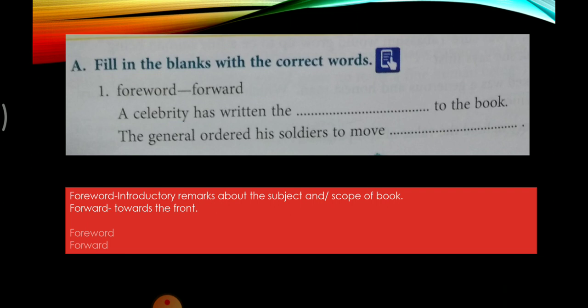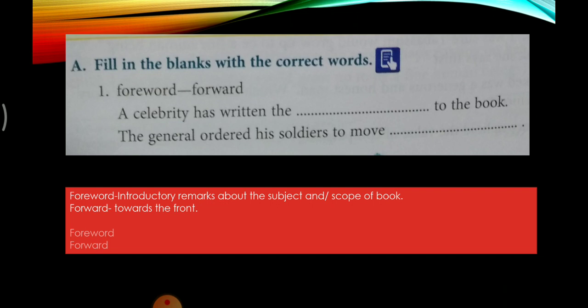Foreword and forward. So, the first one, foreword, means the introduction to a book, or the subject of the book or the scope of the book. It is written at the first page. If you turn the books, you will see. And the second, forward, is towards the front, move forward, right? So here the sentences are, a celebrity has written the dash to the book.